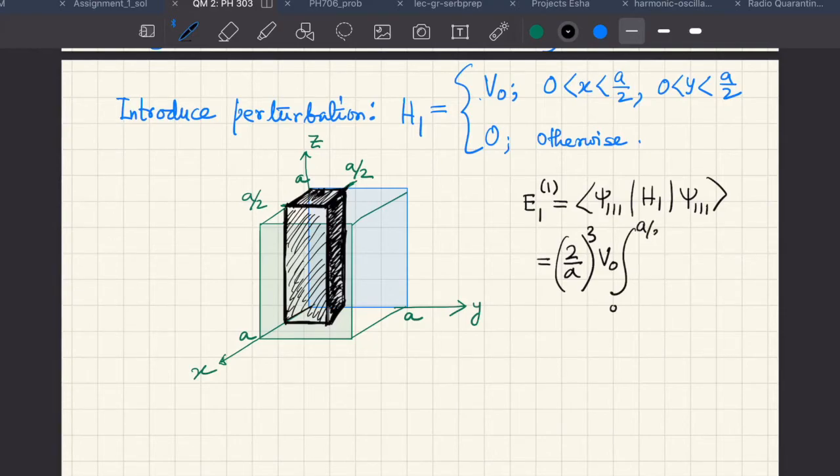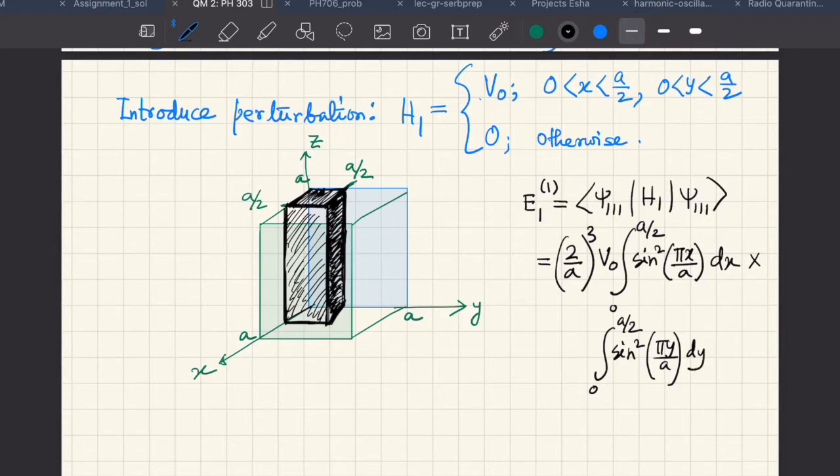Now this perturbation is there along x axis, so there will be sine square pi x by a, because nx is 1, dx, into along y axis also this is for 0 to a by 2, so this is sine square pi y by a, ny is equal to 1 also, dy, and into, but now along z direction this is from 0 to a, sine square pi z by a dz.